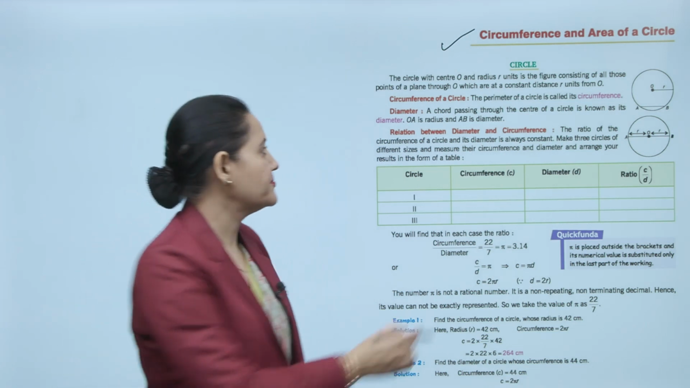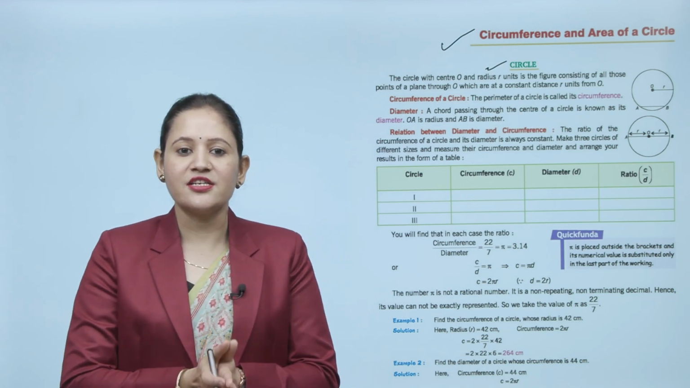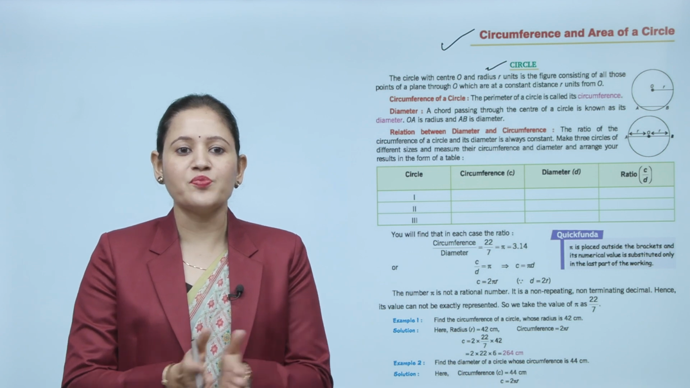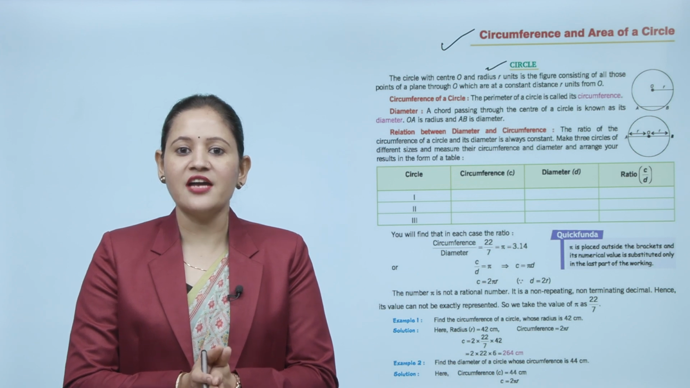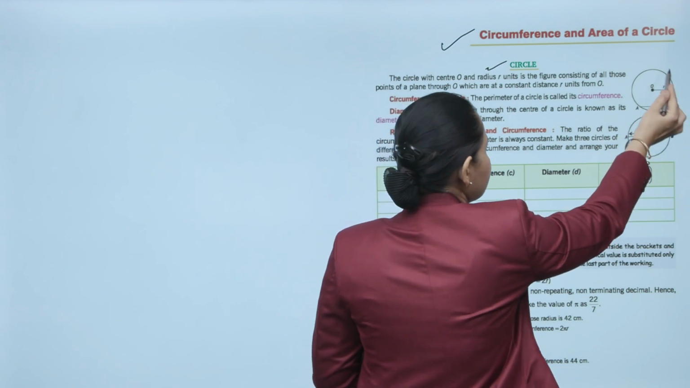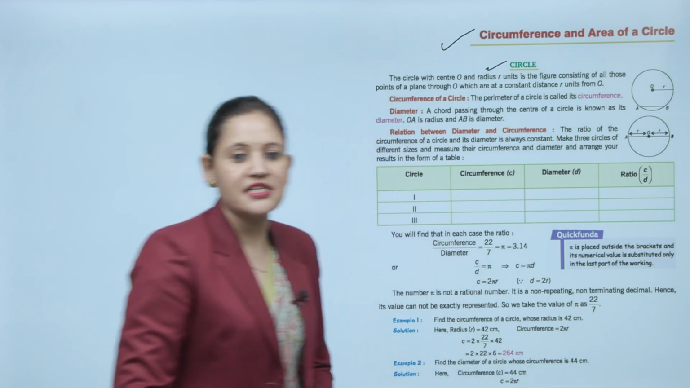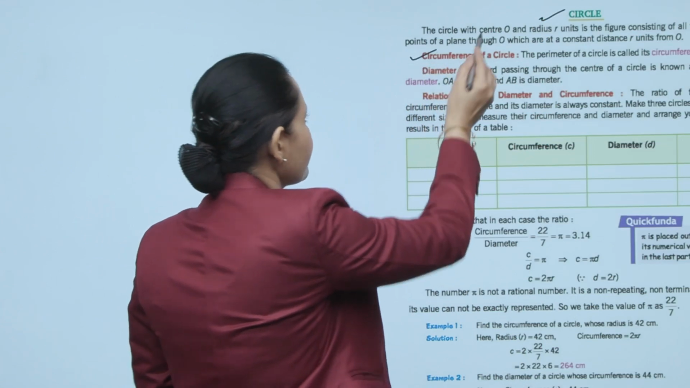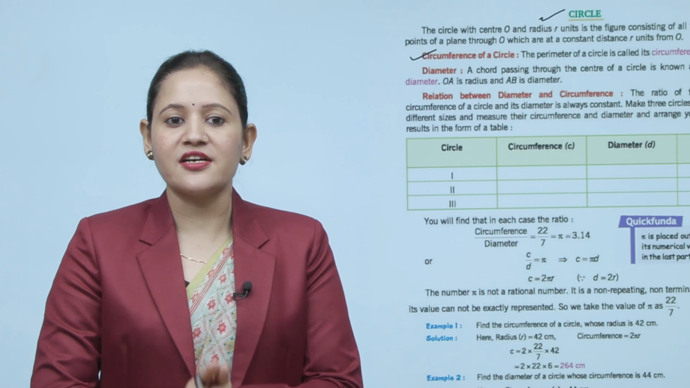First is circle. The circle with the center O and radius R unit is the figure consisting of all those points of a plane through O which are at a constant distance R unit from O. Means all the points at distance R from the center O, if we join these points, will make the circle. Next, circumference of circle. The perimeter of the circle is called circumference.